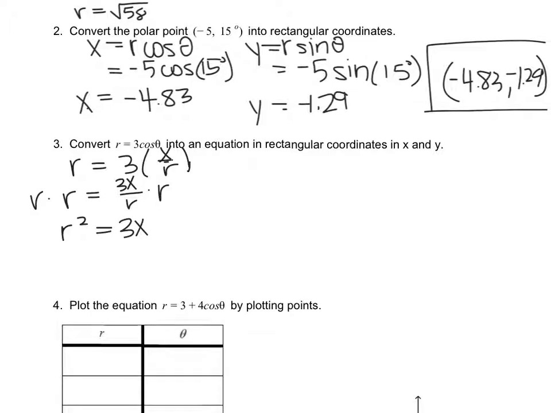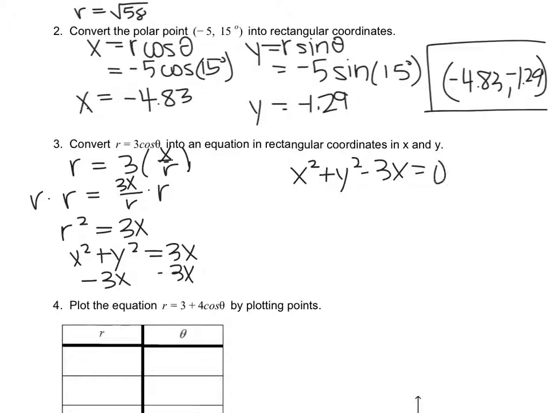Again, using the fact that r squared equals x squared plus y squared, we get x squared plus y squared equals 3x. Subtract 3x from both sides, and we end up with the equation x squared plus y squared minus 3x equals 0. So this is the equation in rectangular form. And just an extra piece of information, this is a circle when graphed.